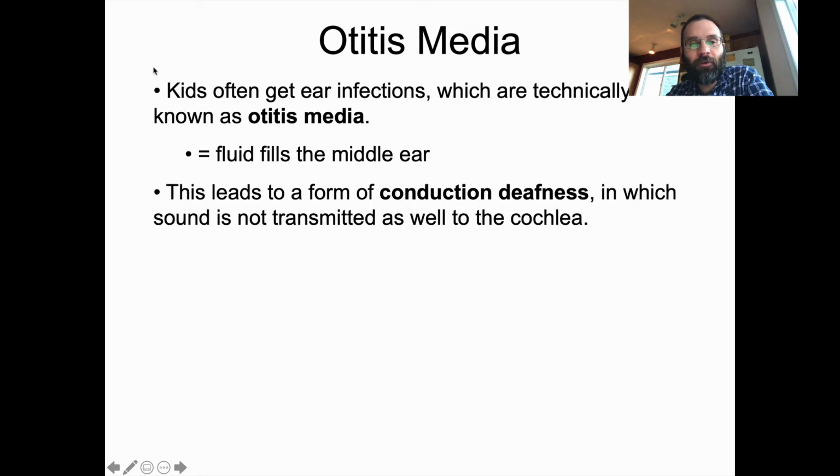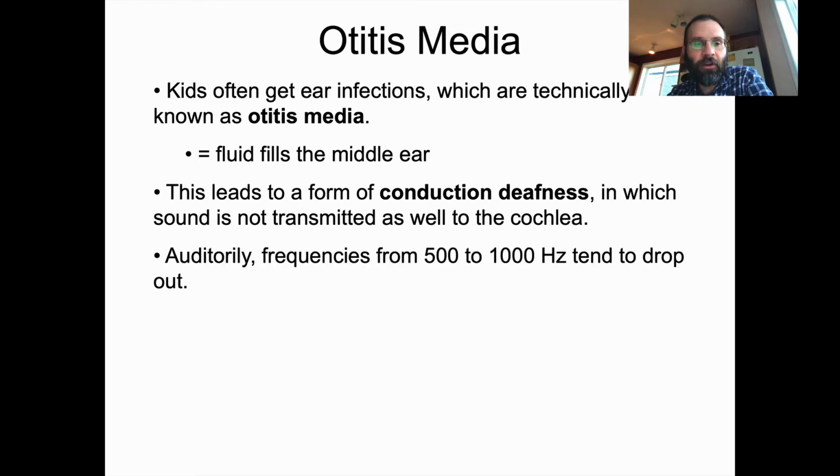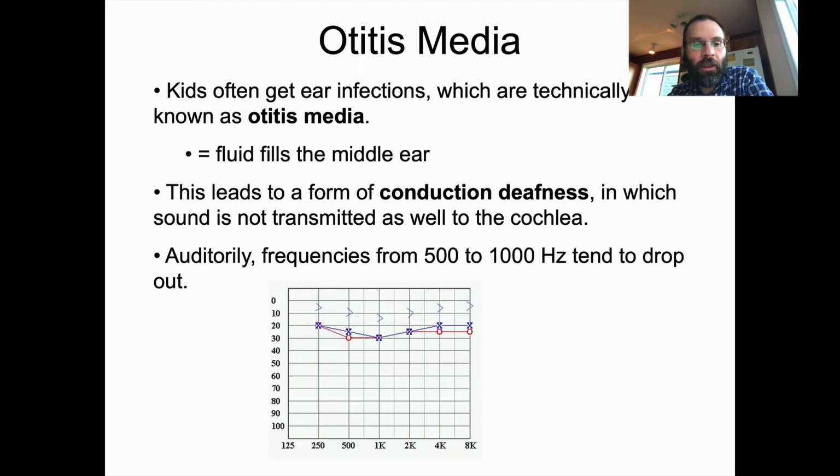So this leads to a form of what is called conduction deafness, in which the sound is simply not transmitted as well to the cochlea. Generally speaking, auditorily, frequencies from about 500 to 1,000 hertz will tend to drop out. This is what the audiogram looks like. In that particular case, there's a bit of a notch down here in this range in terms of sensitivity.